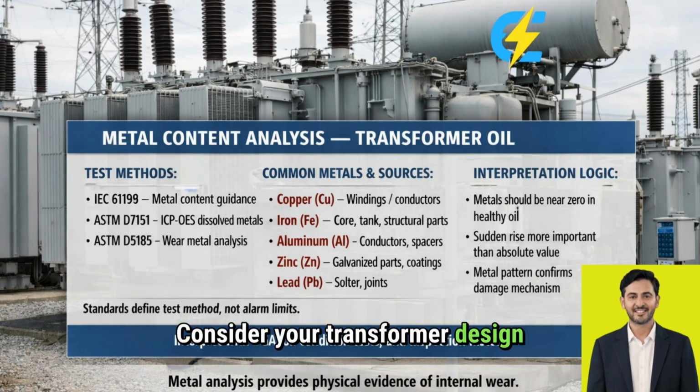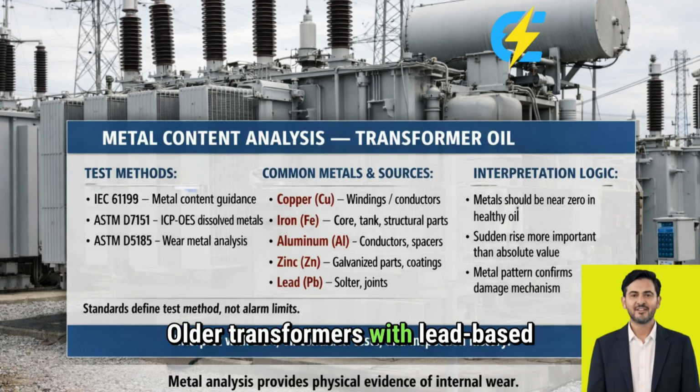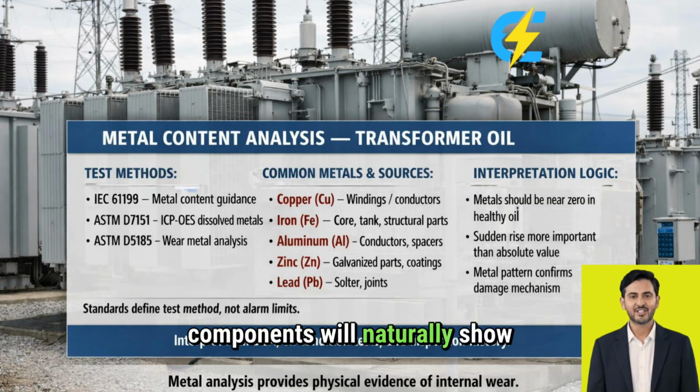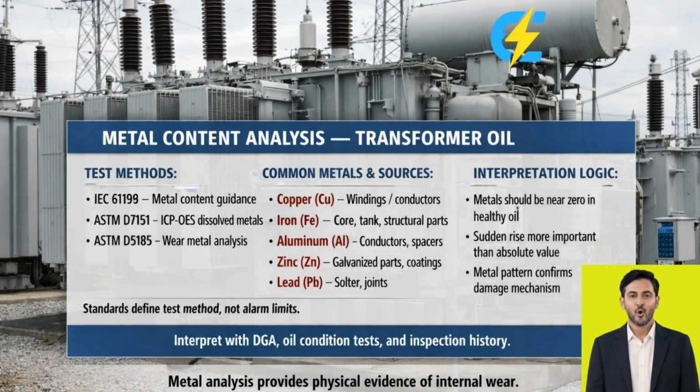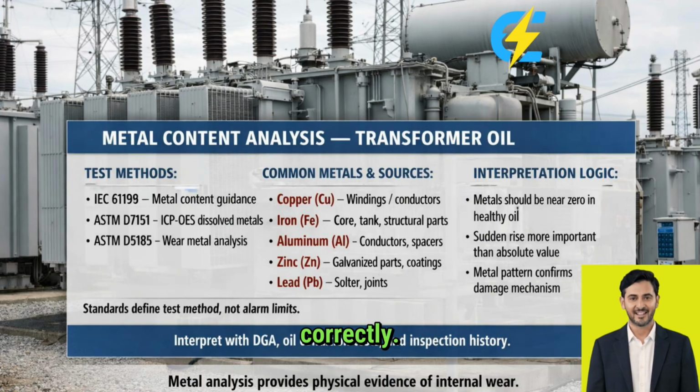Consider your transformer design too. Oil-filled transformers with aluminum windings will have different baseline metal levels than copper-wound units. Older transformers with lead-based components will naturally show higher lead levels. OLTC transformers might show higher copper and silver from contact wear. Understanding your equipment helps you interpret the results correctly.